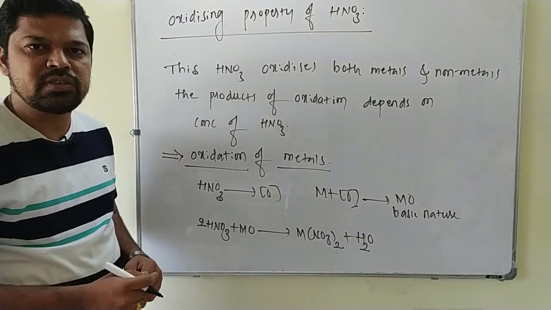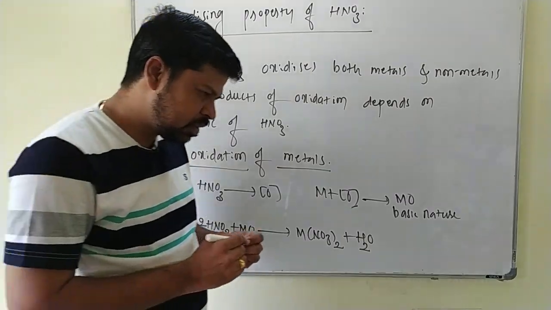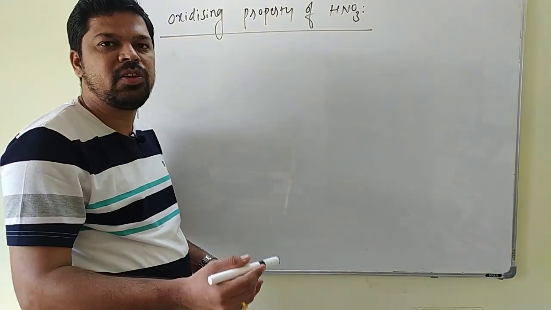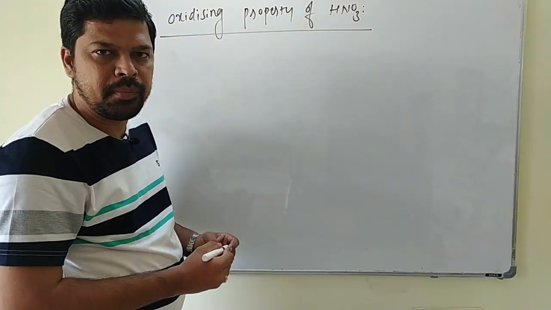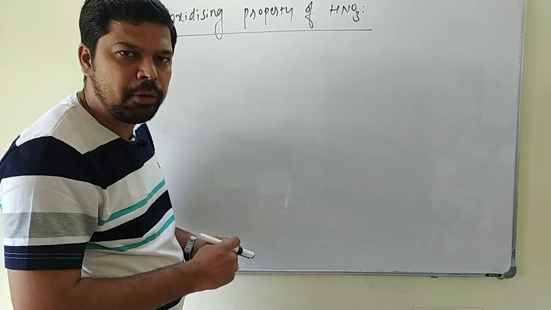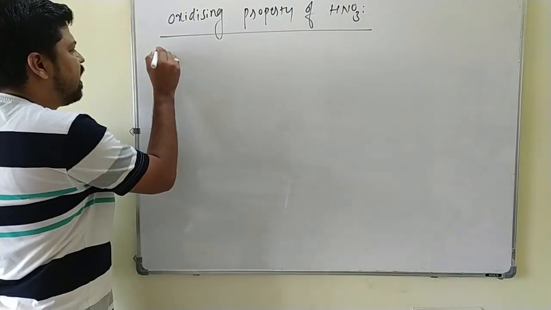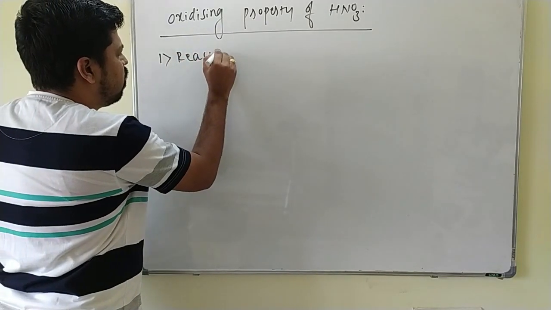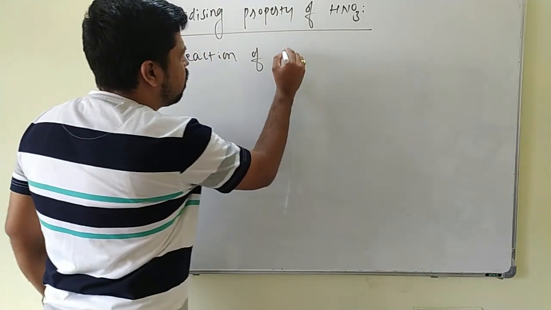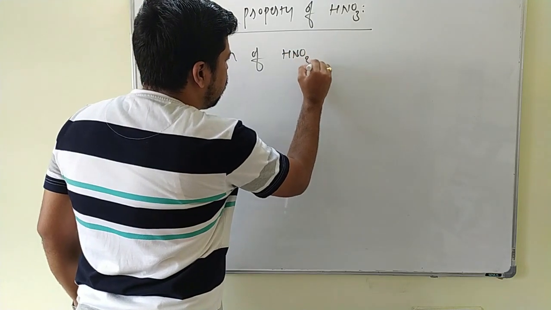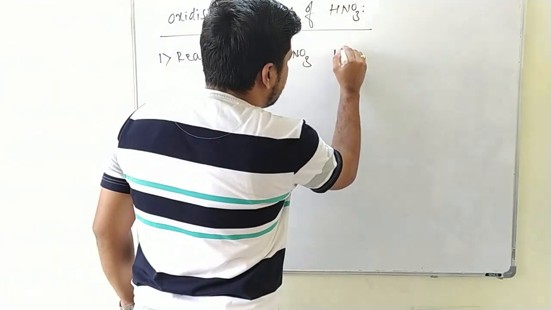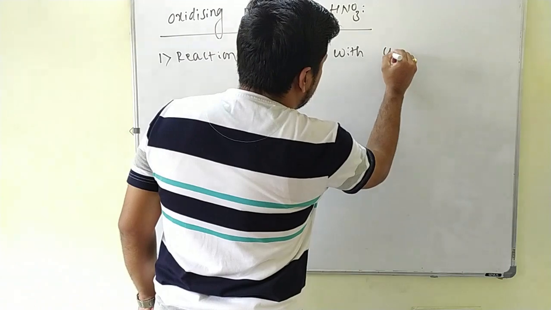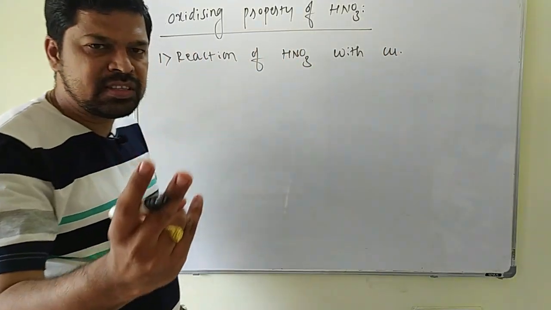We will see the oxidation of copper here. The first one I will write the reaction of HNO3 with the copper metal. Copper is oxidized to copper nitrate here. First reaction we will write: reaction of HNO3 with copper.